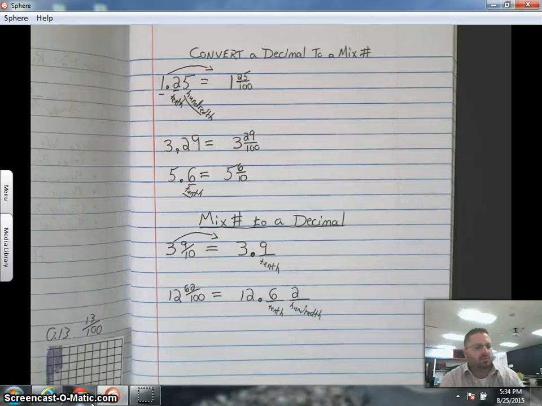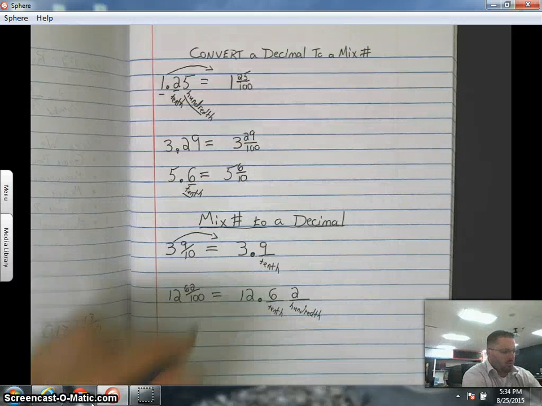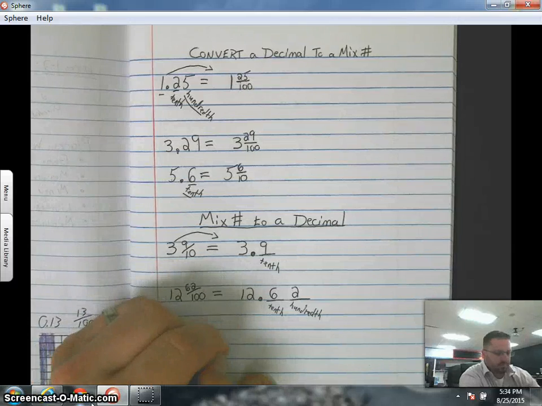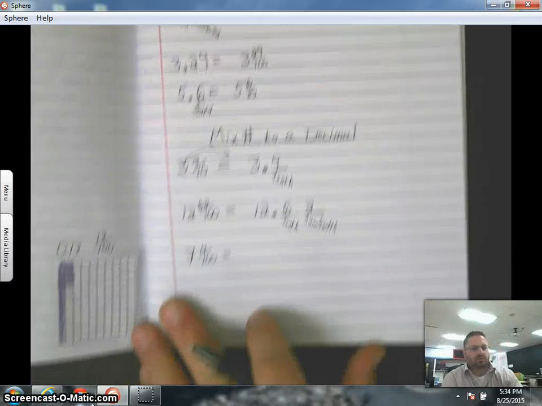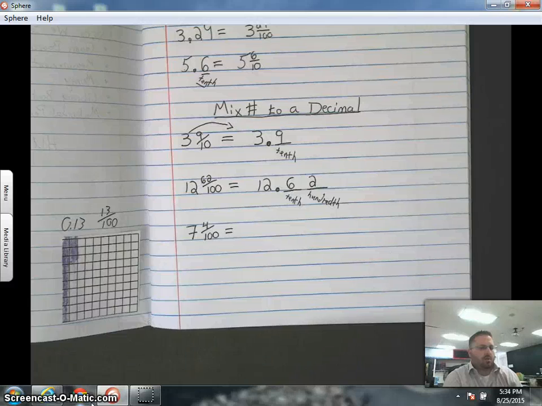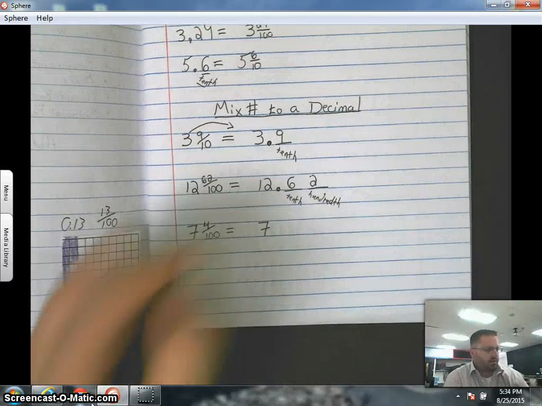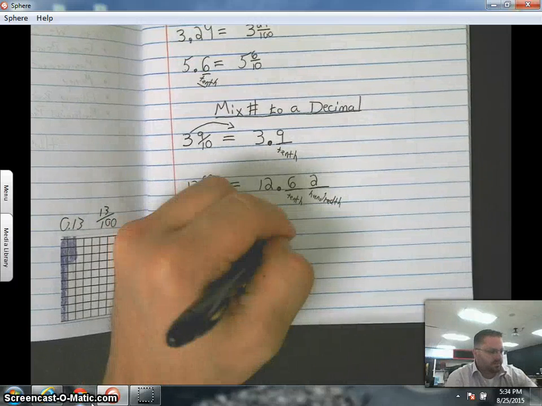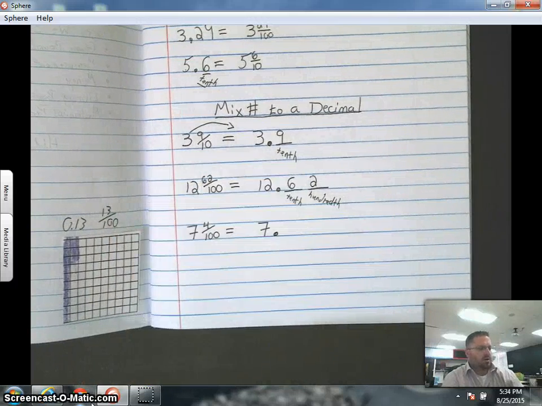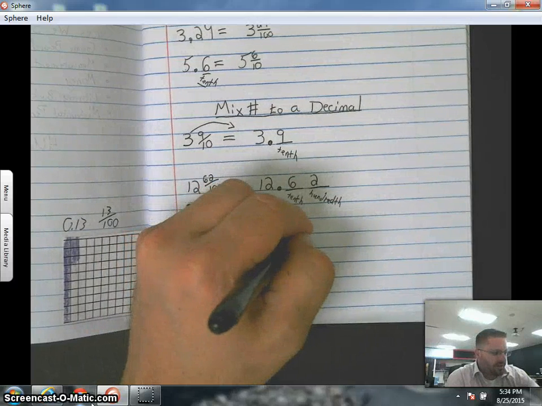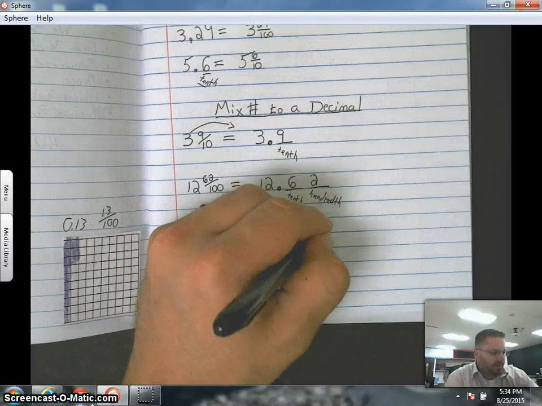12 and 62 hundredths. I'm going to do one more, but it's going to be tricky. Let's do 7 and 4 hundredths. See if you can figure this one out. My whole number still comes over. 7. 7 and, so we put our decimal in. 4 hundredths. I'm going to do my little trick. There's my 10th. There's my 100th.